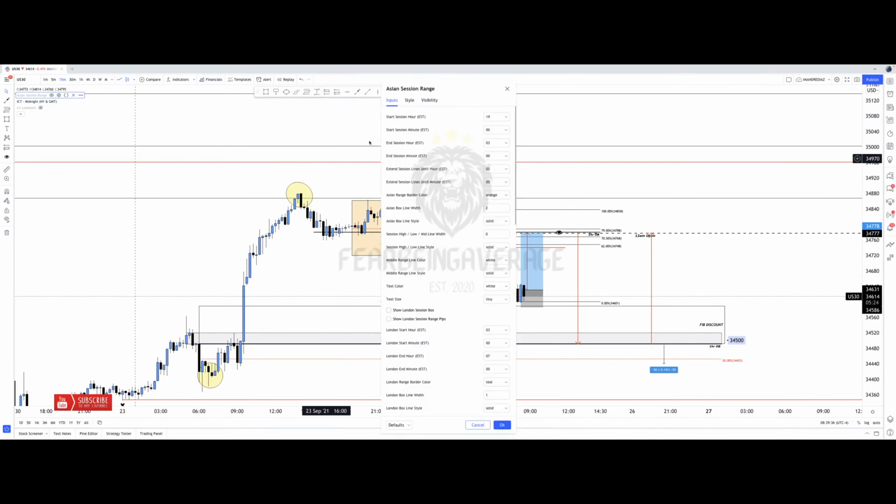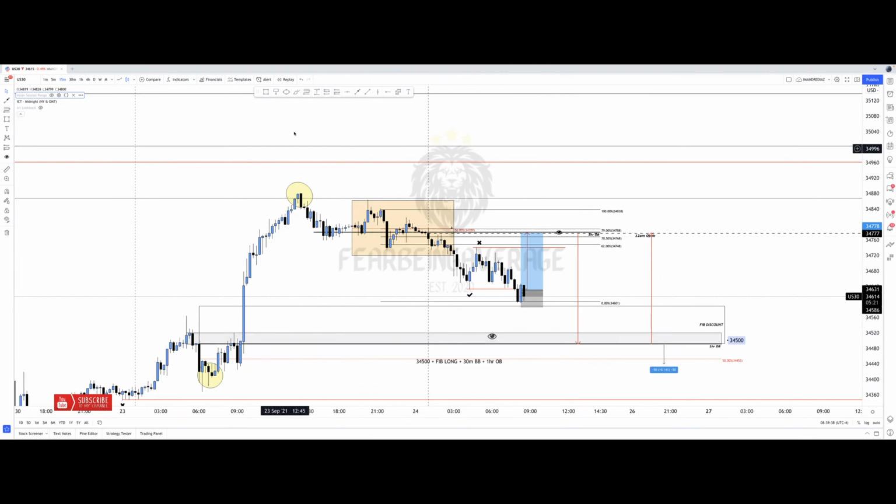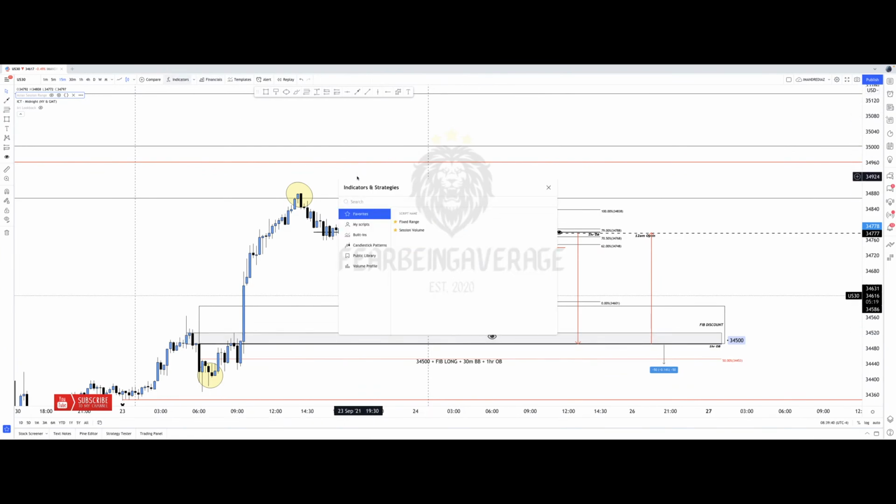What's the name of it? What's the name? Asian session range. I'm trying to figure out which indicator exactly it is, because there's just so many. Is it this one? Yeah, it's this first one.